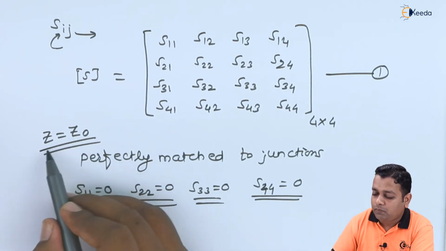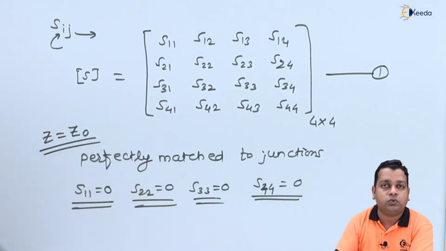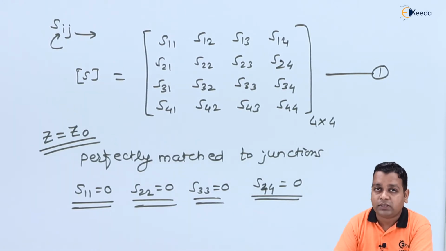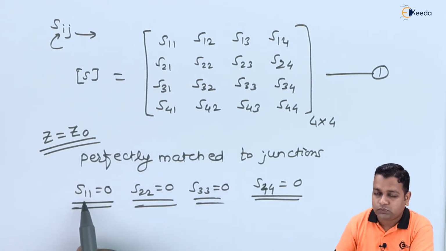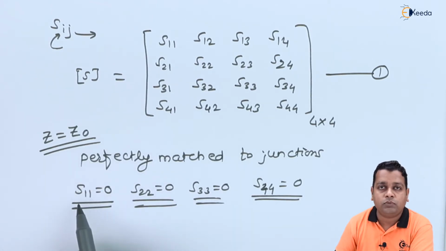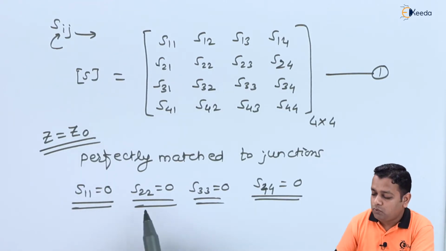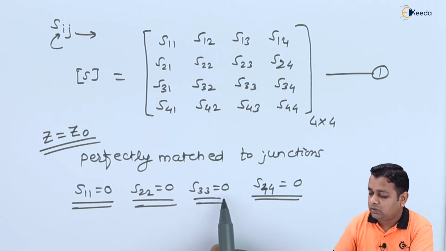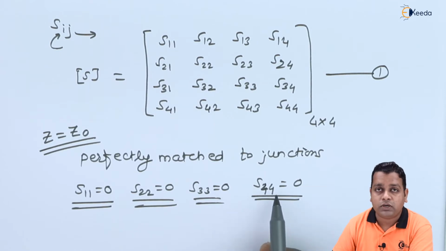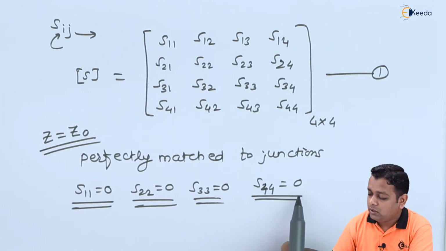If we have perfect matching, there are no reflected waves generated, so no chance of having standing waves. So when input is provided to the first port, it will not reflect back any output, hence S11 is equal to 0. The same is the case for port 2: input at port 2, output also at port 2 will be 0. Input at port 3, output desired at port 3 will also be 0. Input at port 4, output desired at port 4 will also be equal to 0.